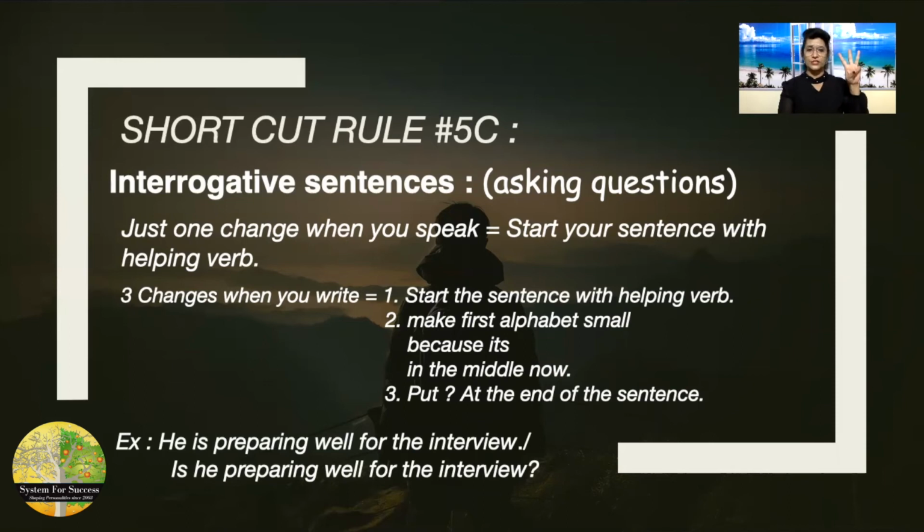So here the three changes while writing are is का I capital हो गया because it is in the beginning. He का H small हो गया because now it is in the middle of the sentence. And the third one is last में question mark. Clear?